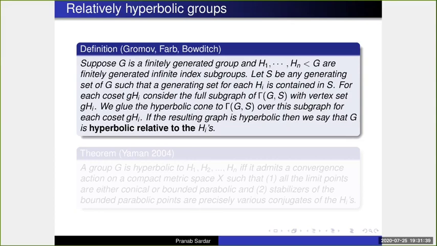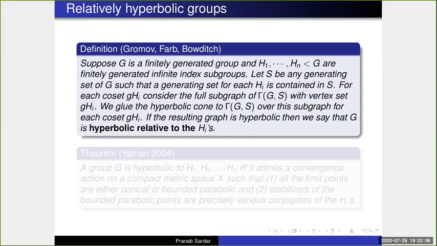So what you do is the following. G is a finitely generated group, and H1, H2, ..., Hn are finitely generated infinite index subgroups. Suppose S is a finite generating set of G such that S contains a finite generating set for each Hi. Generally from the definition, these are omitted, but they are implied. I'll assume everything for simplicity.